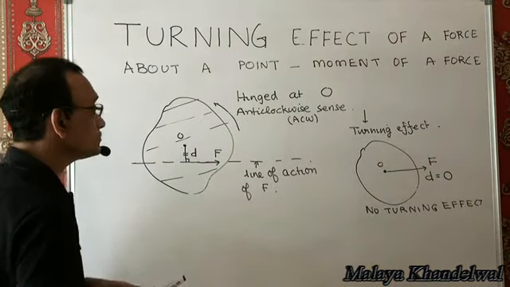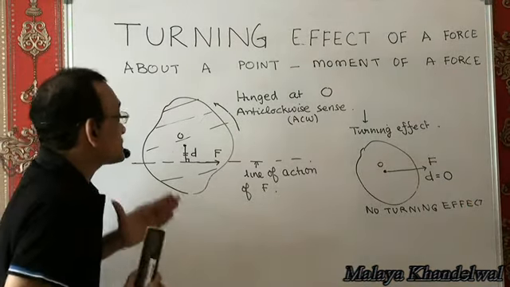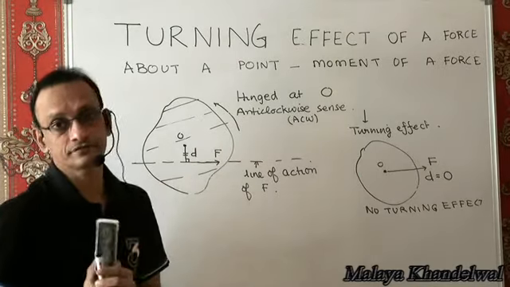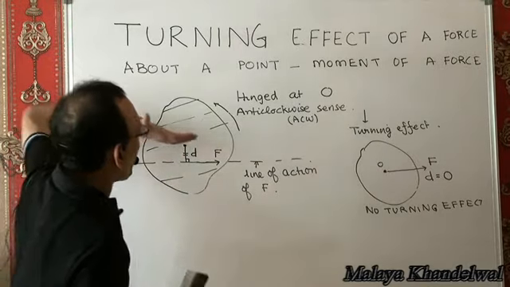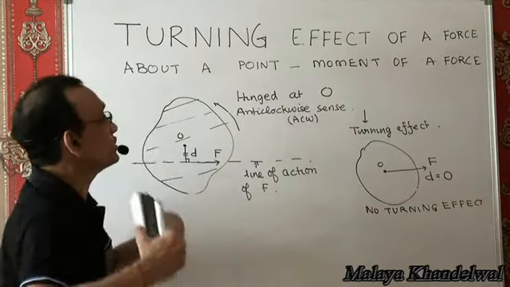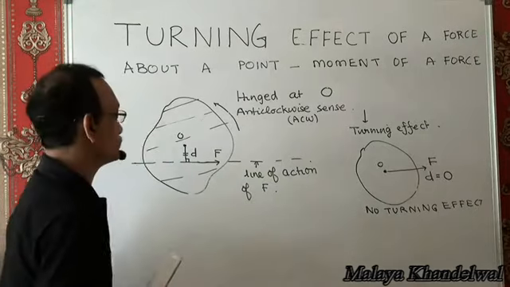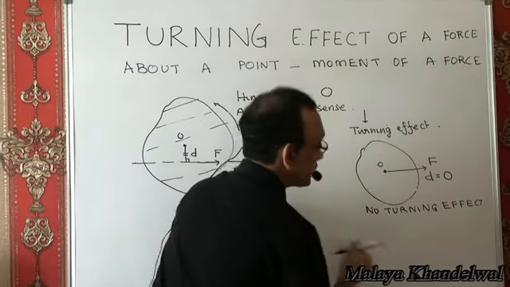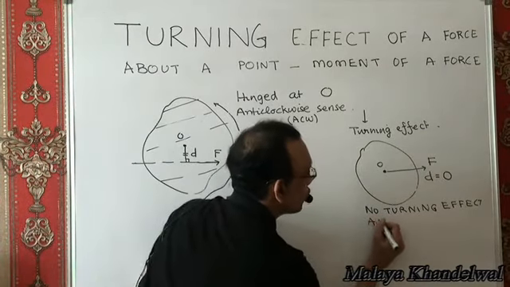Right? Which means for a given F, if the line of action of F passes through O, it produces no turning effect about O. Right? So I'm talking of no turning effect about O.